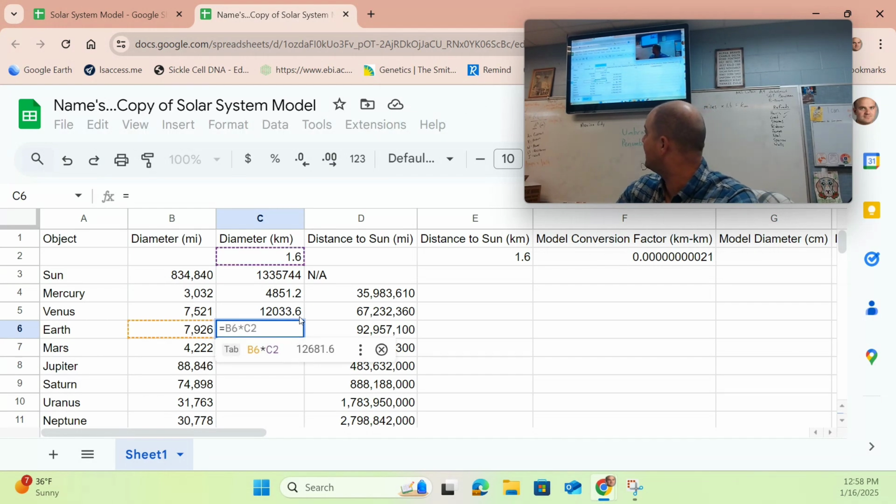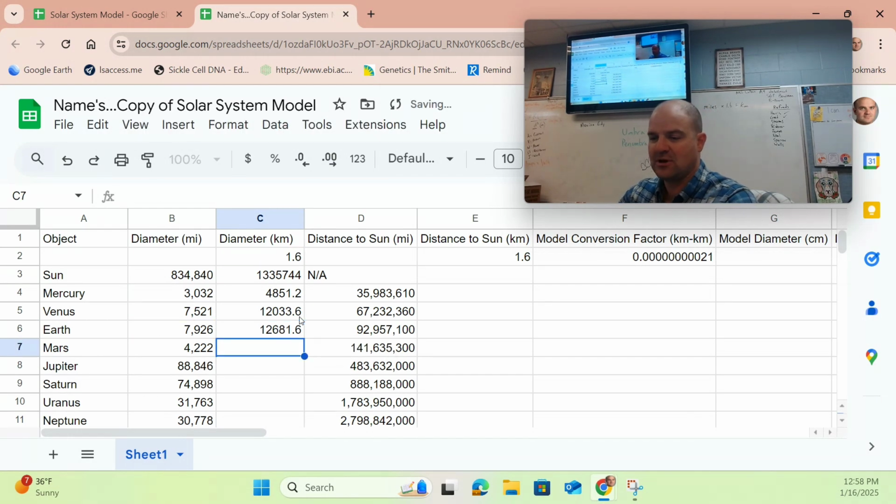Equals, check it, enter, down. Equals, check it, enter, down. Equals, check it, enter, down. All the way to the bottom.